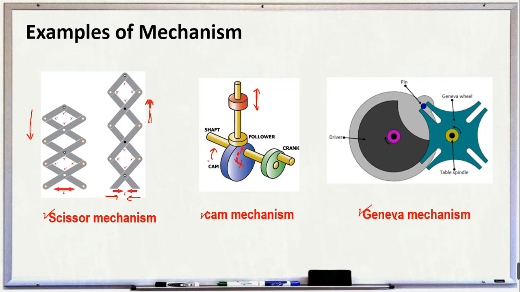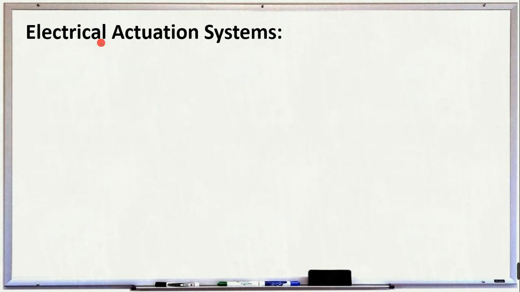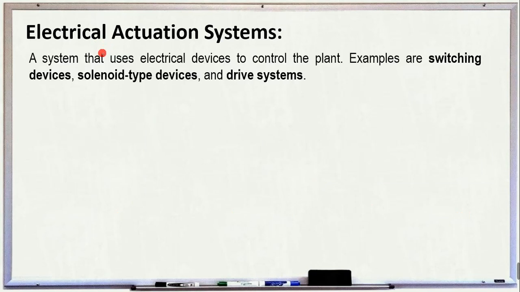And here we also have the Geneva mechanism. The output of the Geneva mechanism is from continuous rotation of the driver, the gray one, into an intermittent motion of the Geneva wheel by its pin, and we also have here some slots. It is designed so that the continuous rotation of our driver is converted into an intermittent rotation of the Geneva wheel. Okay, next we proceed to electrical actuation systems.